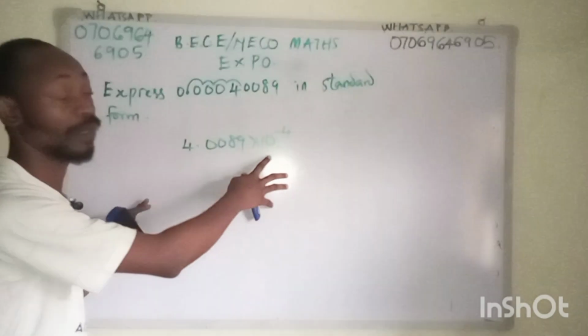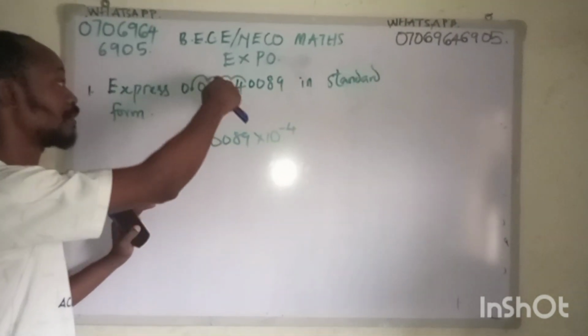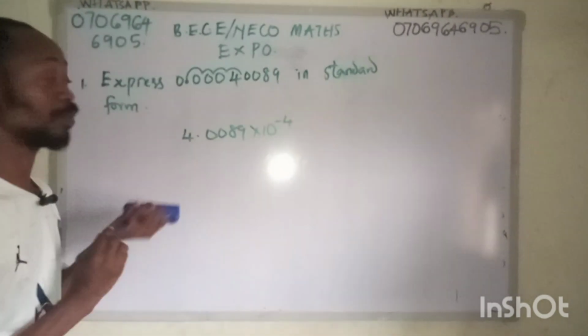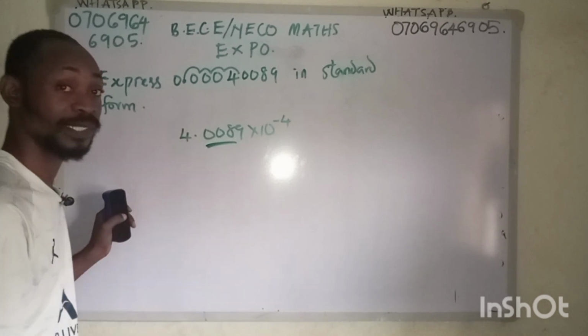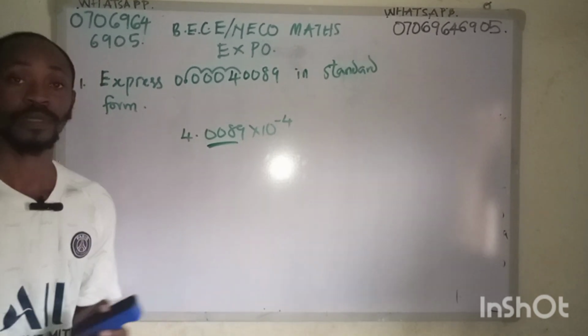So 4.0089 times 10 raised to power negative 4, because I took it forward 4 times. So that is going to be the answer to this particular question. See how easy it is?